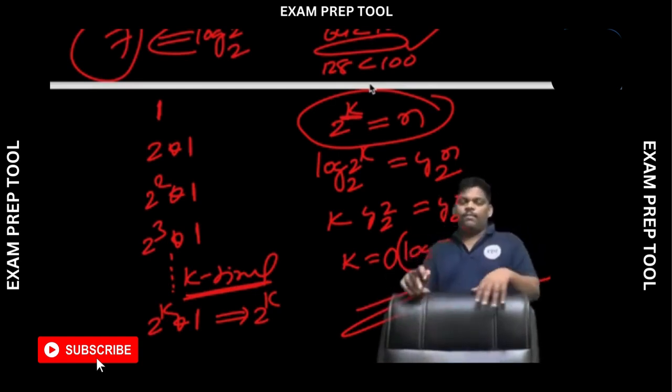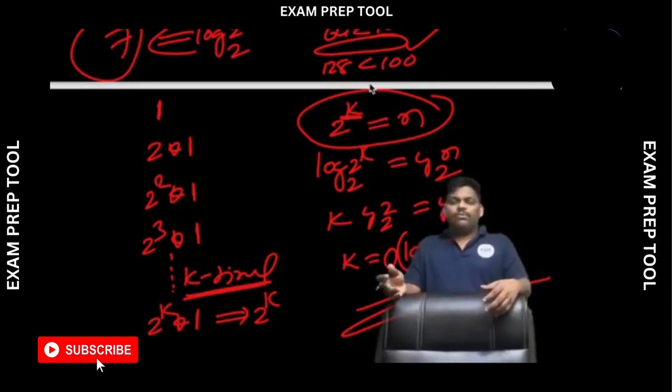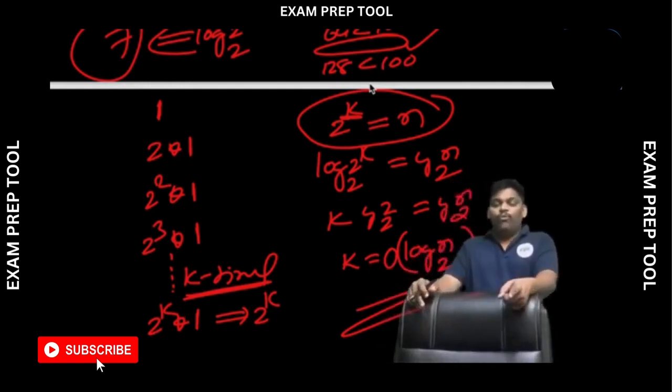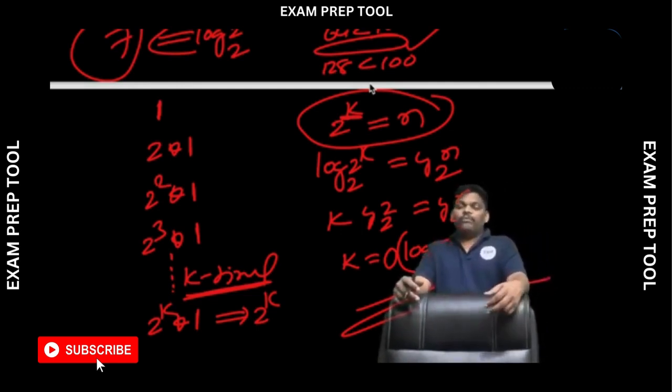So I repeated the loop k times. The k value is log n base 2. I repeated the loop k times, so the k value becomes log n base 2. This is the proof.